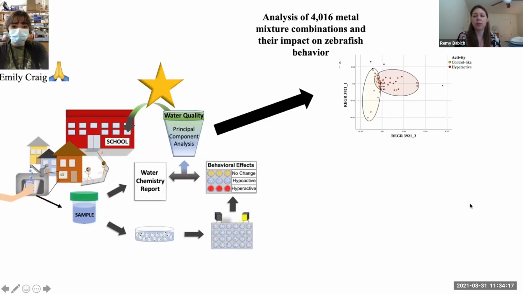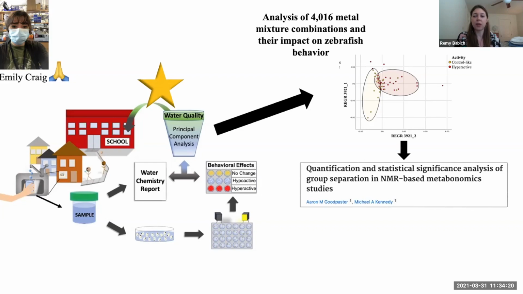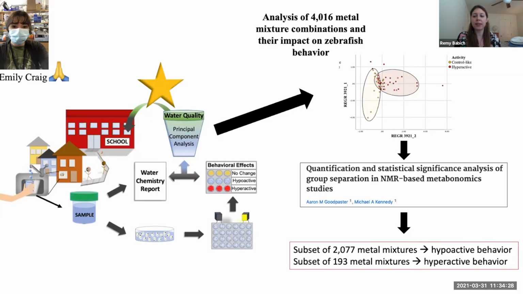I then used a quantification method modified from a study by Goodpaster and Kennedy to apply statistics to the PCA generated cluster analysis. From here, I was able to identify a subset of 2,077 metal mixtures that resulted in significant clustering between control-like and hypoactive behavior, and 193 metal mixtures that resulted in significant clustering between control-like and hyperactive behavior. And these subsets were the mixture combinations that were then used for the rest of our analyses and what I'm going to be talking about for the next few minutes.